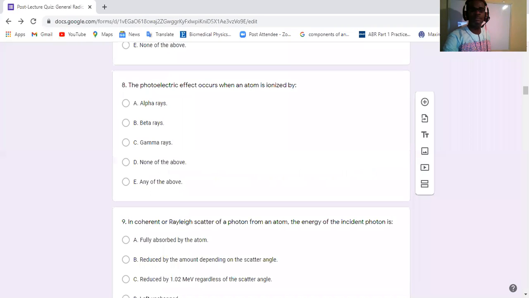Number 8, photoelectric. Quickly do that. We have less than about 10 minutes to go.